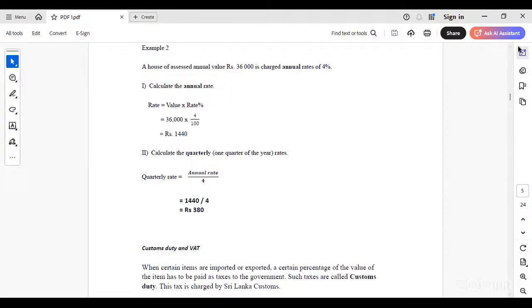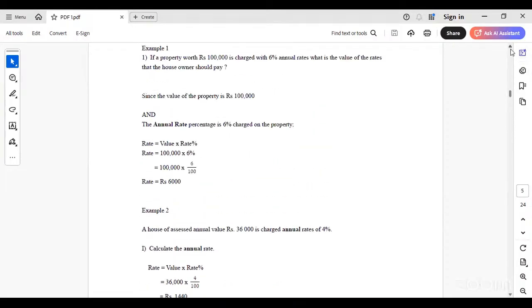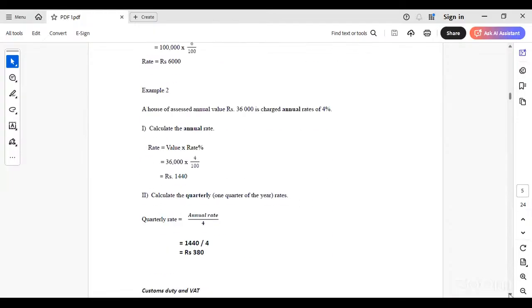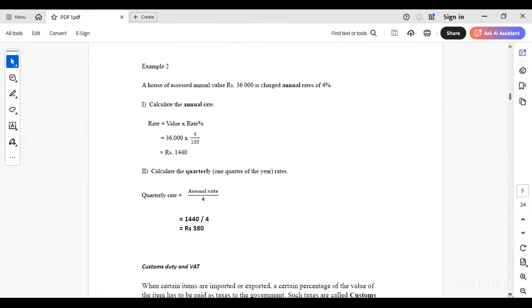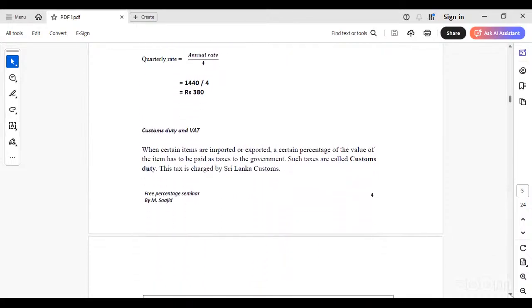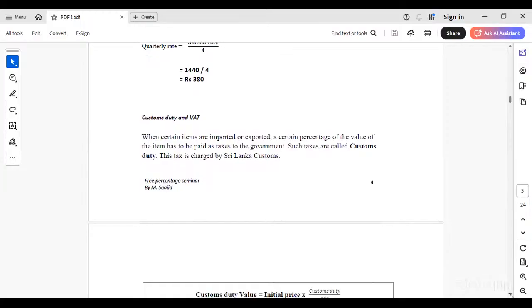Simple ones. So rates is a very simple unit. It's not that big, and they won't normally ask many questions in rates. They do ask, but rarely, one or two. But in simple interest and also in income tax, you have a lot of questions. So I'll be giving a lot of questions in this seminar as well. So please stay until the last one.